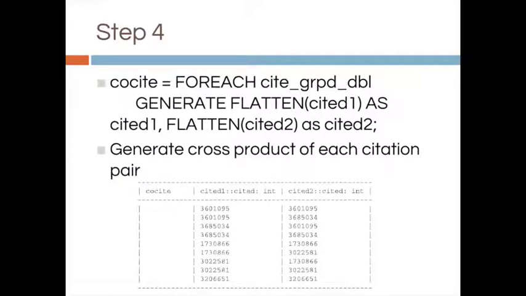And this generates for us the cross product of each cited pair, which is basically all combinations of patents that are cited together. Also note here that you do have these self-referencing pairs. So you have patent 95 citing itself, you have patent 34 citing itself, and you also have the same patents citing each other in reverse order. So you have 95 citing 34, and you have another separate entry for 34 citing 95.